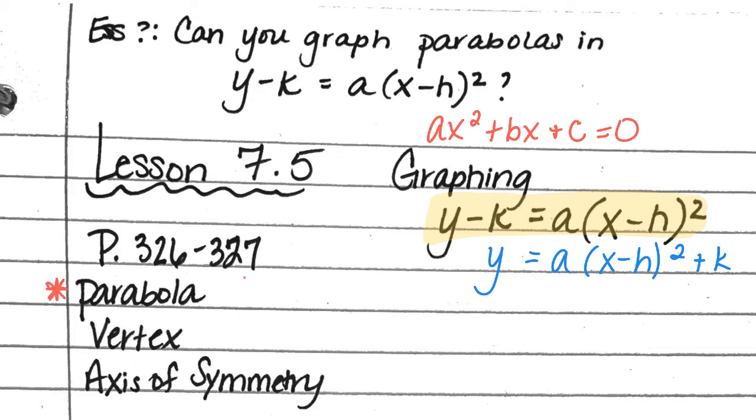A parabola is a U-shaped graph, and it could either go upright or upside down. If it's going upright, it's going to be a positive a, so we're talking about this a term in front. And if it's going down, it's a negative.